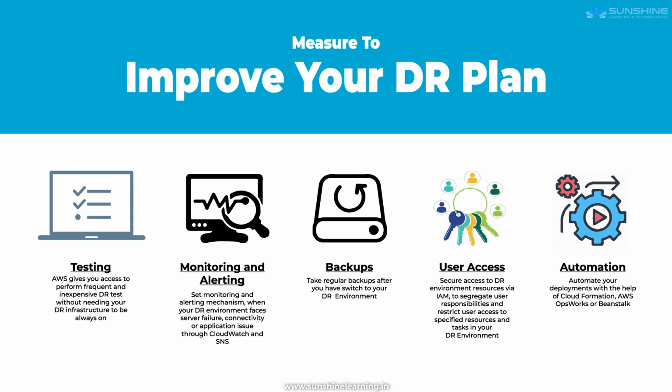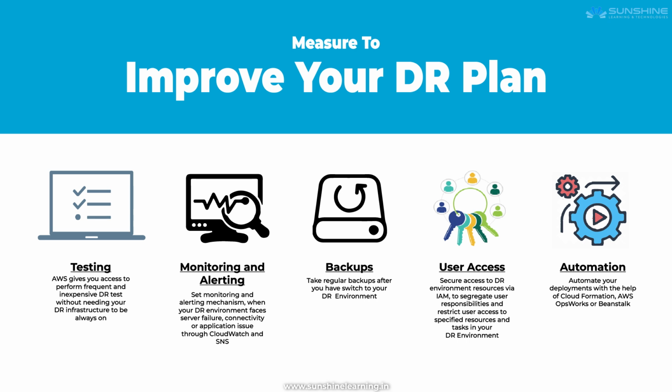What are the measures that you can take to improve your disaster recovery plan? You should be doing testing. AWS gives you access to perform frequent and inexpensive DR tests without needing your DR infrastructure. You should do a lab test of how the recovery is going to happen when a disaster recovery condition occurs. This is just like a mock drill. Monitoring and alerting: set up monitoring and alerting mechanisms for when your DR environment faces server failure, connectivity or application issues, through CloudWatch and SNS. So whenever the DR happens, you should be alerted using SNS or SES notifications.